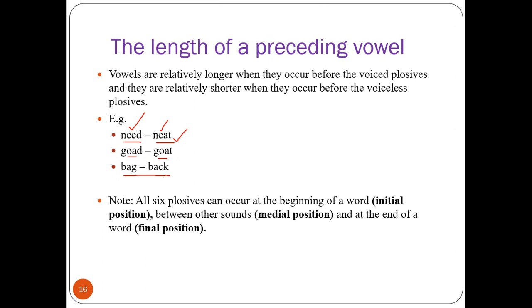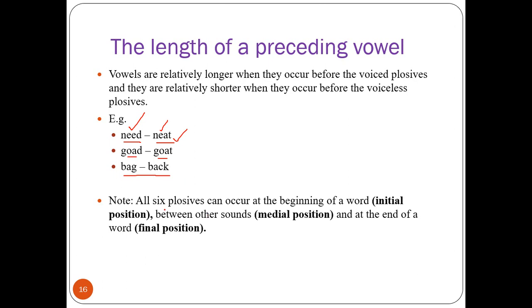Now look at the third pair here, "bag" and "back". You see here that what we have is a short vowel, but still it is pronounced longer, and here it is pronounced shorter. Why is it so? Because here the vowel occurs before a voiced sound. Whenever a vowel occurs before a voiced sound, it is longer, and when it occurs before a voiceless sound, it becomes shorter. All of the vowels behave like that. This is a phonological feature. This is what the English phonological system does to the length of the vowel.